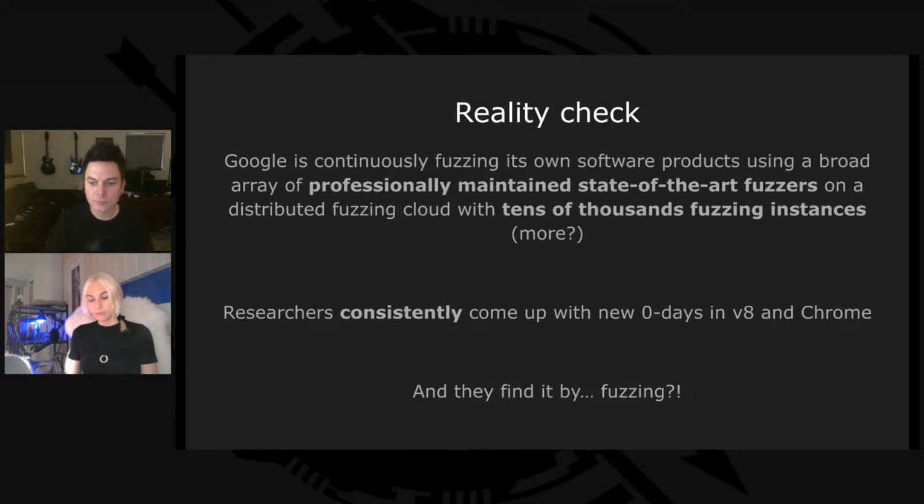So if you're following the mainstream hype about fuzzing scalability, scaling, more machines, more scaling, parallelization, more smart fuzzing, and so on, then this situation doesn't make sense, right? If Google has such a huge fuzzing cloud, then how is it even possible that researchers still come up with new vulnerabilities found by fuzzing? But today I will show you that this actually makes perfect sense.